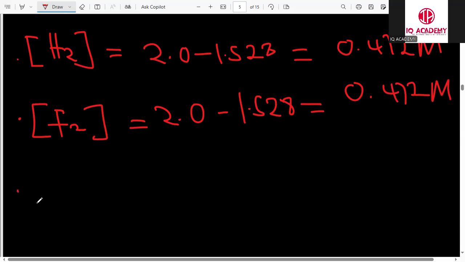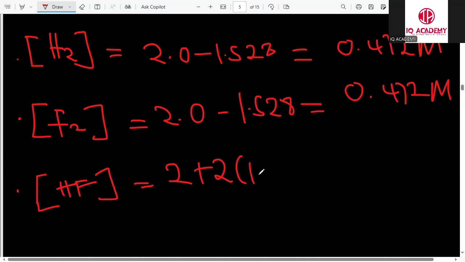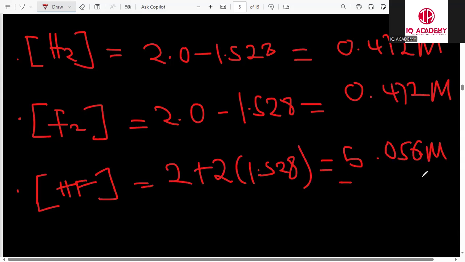And then for the hydrogen fluoride, okay, for the hydrogen fluoride, it will be what? It will be 2 plus 2 of the 1.528. Okay, what is this giving me? I will punch it on my calculator. Okay, it's giving me 5.056 molar. Okay, so these here, guys, are my concentrations at equilibrium from that question there. I don't know if there are any questions there you are free to ask.